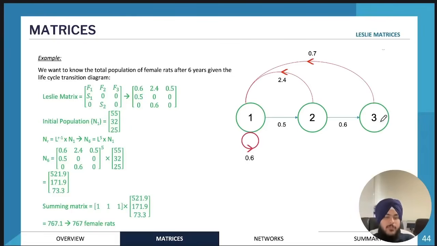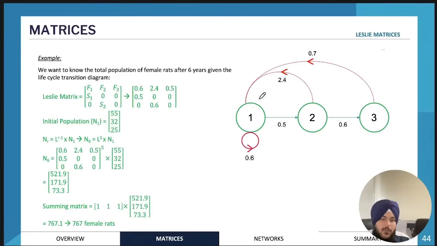You might have more age groups, you might have fewer age groups. From age group 1 to age group 2, we have a survival rate of 0.5, so only 50% of the insects in age group 1 are going to survive to age group 2. From age group 2, 60% of them are going to survive to age group 3. After age group 3, since they all die off, we're not going to have any other survival rates.